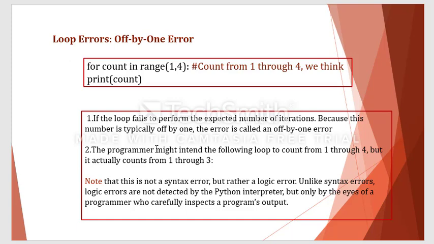Okay, 0 to 3, and 4 will not be considered. So simply, if we have given 4, it counts from 0 to 3: 0, 1, 2, 3. That's it. But as a normal person, when you see that statement, we think that 4 also will be considered. We generally think that 4 is also considered.